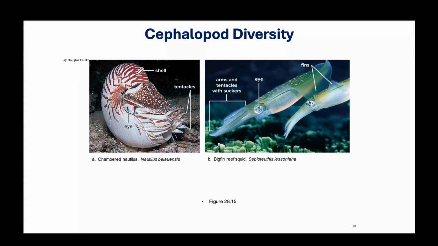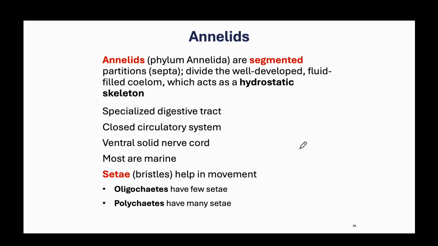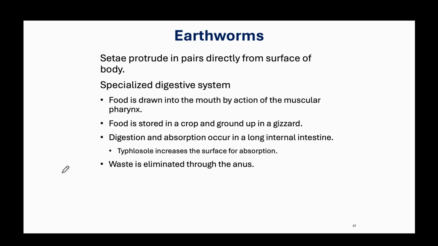Now, the next phylum that we are going to look at is annelids. The way people most likely remember these is they are known as the segmented worm. They have a specialized digestive tract. You need to note this. They have a closed circulatory system, a ventral solid nerve cord. Most of them are marine, but not all of them. They have a specialized digestive tract in here.